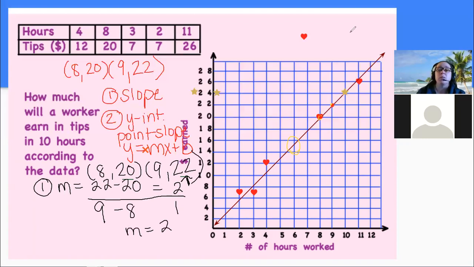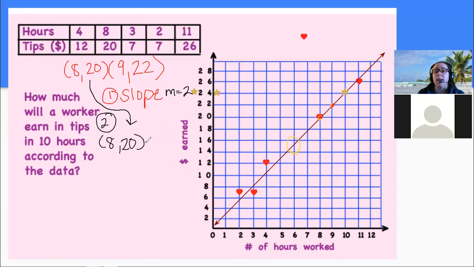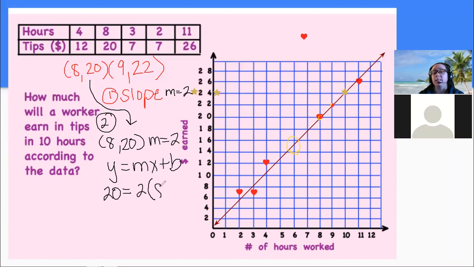Then I'm going to plug it into y equals mx plus b to figure out the y-intercept. My slope is 2, we've got to keep that in mind. I'll use one of my points, 8, 20, and my slope. I'm going to plug it into y equals mx plus b and then solve for b. So y is 20, slope is 2, x is 8, and b is what I'm trying to solve for. And then we simplify.